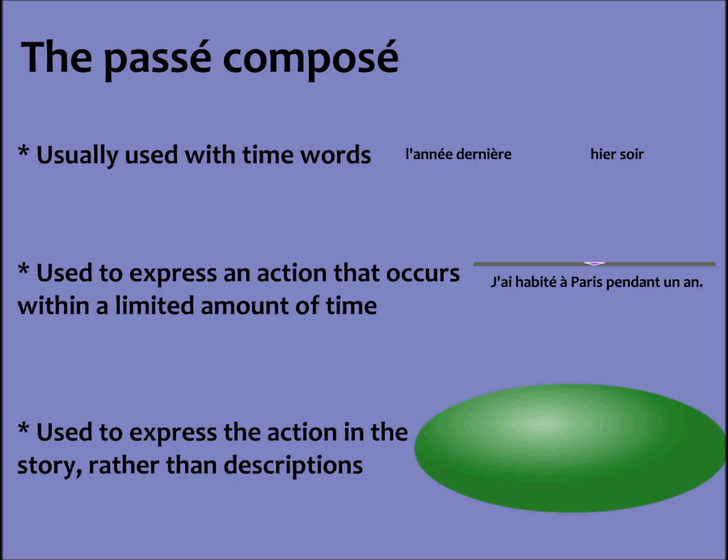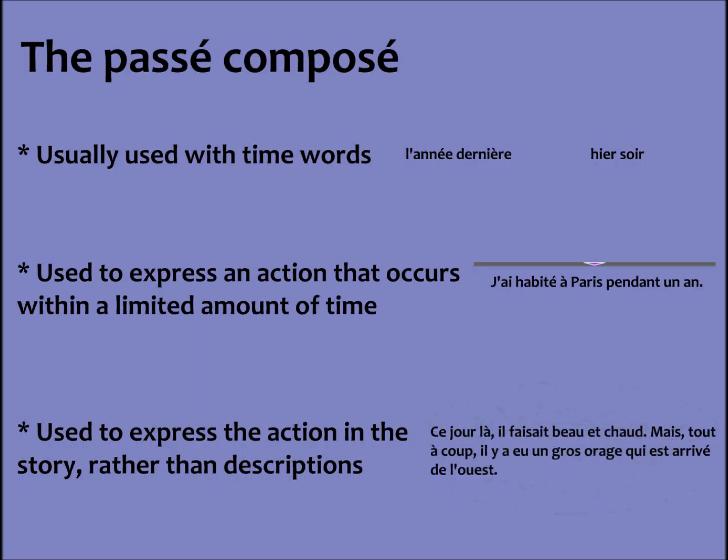When you're telling a story or reading a story, it's used to express the actions in the story rather than descriptions. So, for example, ce jour-là, il faisait beau et chaud, mais tout à coup, il y a eu un gros orage qui est arrivé de l'ouest. So here we have the faisait, the imparfait, describing the background of the story when the action actually takes place. And the action would be il y a eu and the orage est arrivé. So notice the difference between the usage of the imparfait versus the passé composé here.